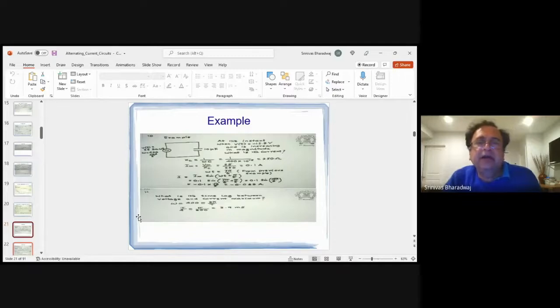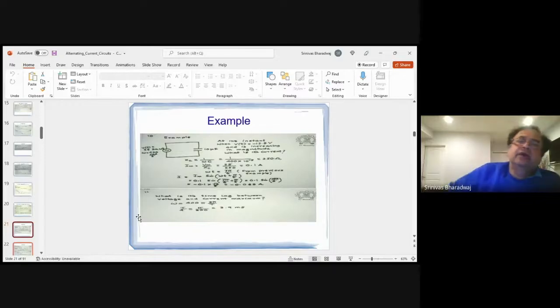So the Im will be Vm by Xc. Vm is 25, right? So 25 by 250. So that will be your Im, right? So you write Im sine omega t plus pi by 2. Therefore, 0.1 times sine omega t plus pi by 2. So at a particular t, you can calculate what is the current. Okay. So what is the V? V is 25 sine omega t.